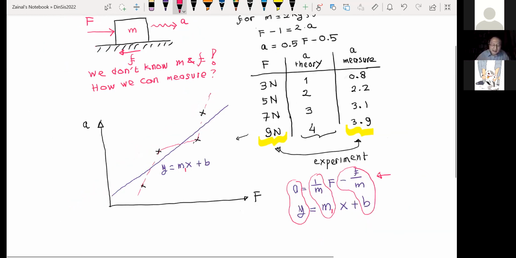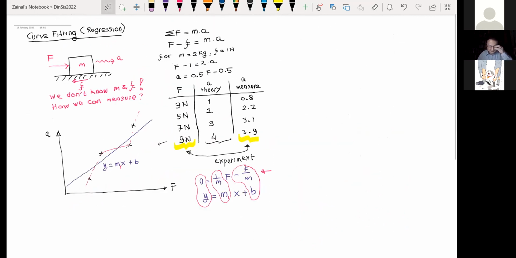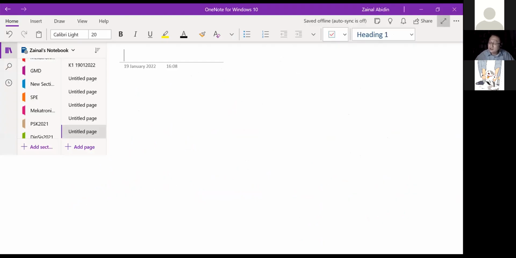Ada yang kamu mau tanyakan? Iya, kita turunkan aja persamaannya kalau Anda nggak mau bertanya.